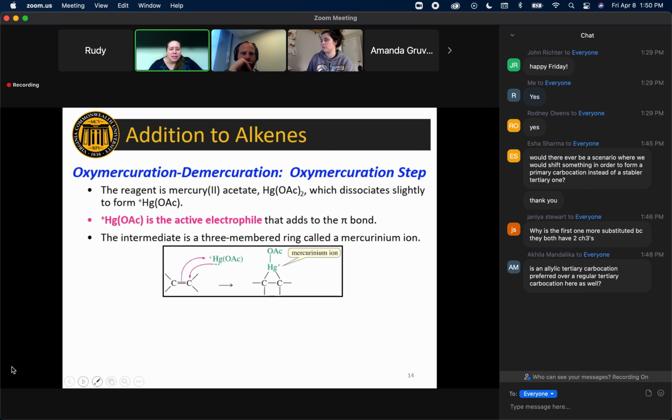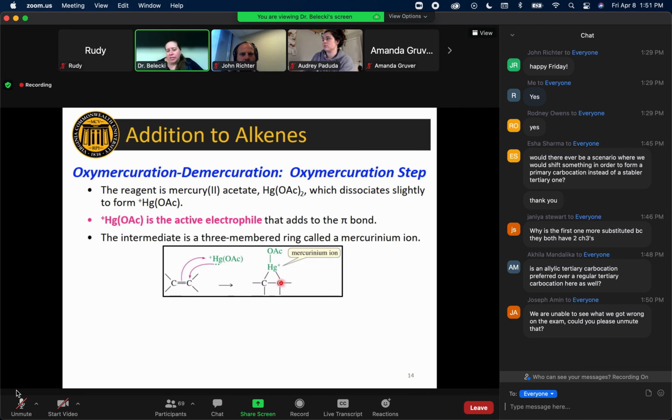And what happens is that the pi electrons of our double bond reach out and grab, this is electrophilic, you can tell that because of its positive charge. So the pi electrons reach out and attack the positive charge of the mercury. And then the lone pair of electrons can make a new bond with the other carbon. So these are happening all at the same time, where we're going to form this three-membered intermediate.